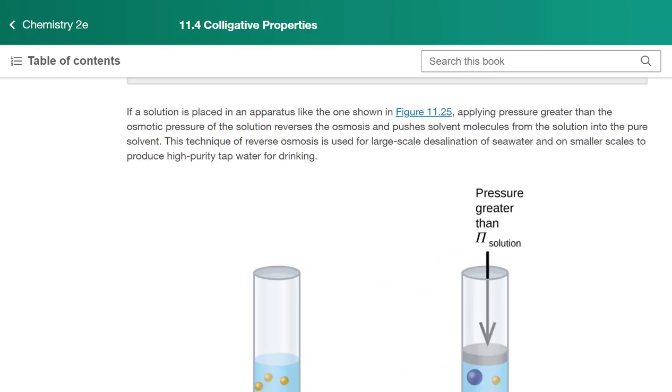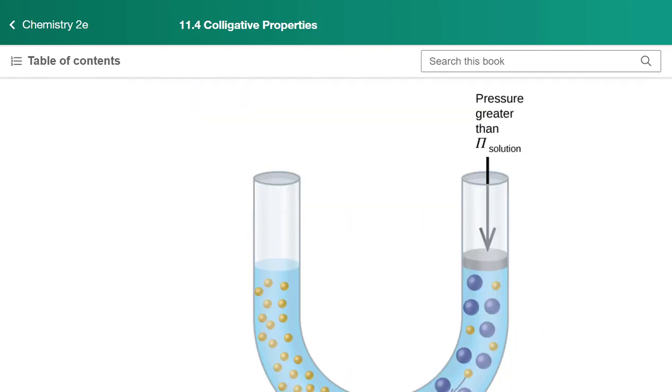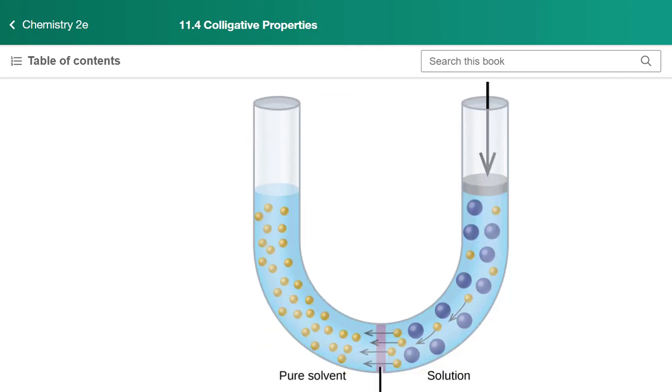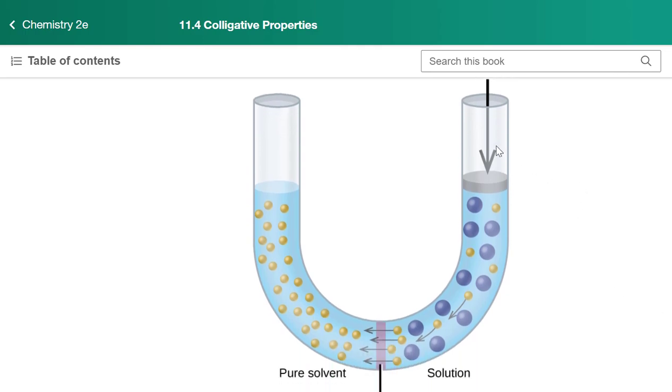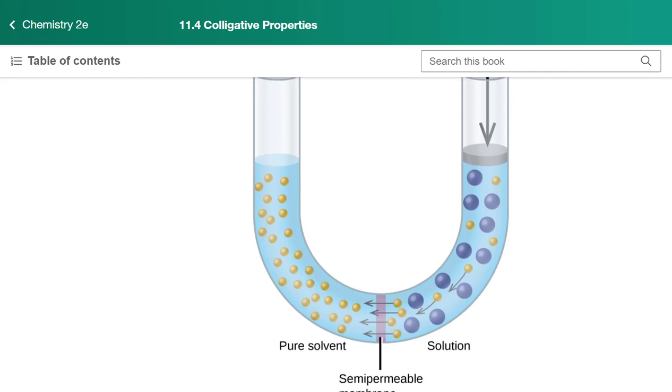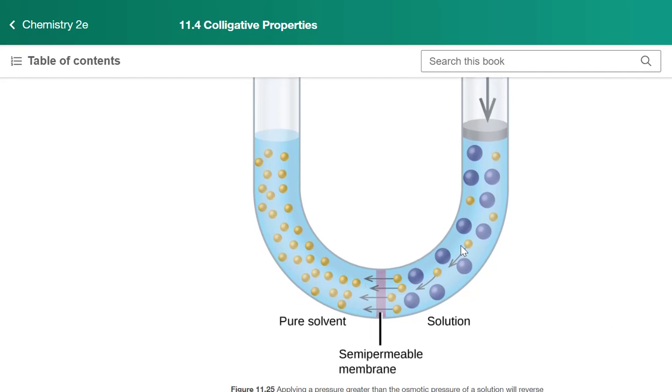So let's look at another example. We know that osmosis will stop when we have osmotic pressure. What if we have a pressure greater than that? Somehow we have a solution that has some solute in it, and we press on it, and we have a greater than osmotic pressure. What's going to happen is the net flow is going to be of the solvent across this semi-permeable membrane, and we end up getting more pure solvent than we did to start with.